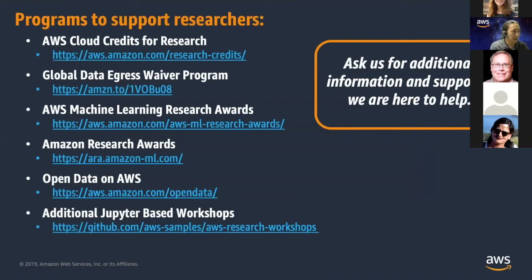And we're going to end with some links to this kind of stuff. So some other programs here. We have AWS Cloud Credits for Research. If you have a research project that you think you might use AWS on, you can reach out to us through this process and apply for credits, and we can give you credits to offset some or all of the AWS spend of your project. There's the Global Data Egress Waiver, which is less critical, but AWS generally charges for egress for data that leaves AWS. Under this program, we waive most of those charges. If you do machine learning specifically, there are research awards just for machine learning. And there's open data, and then there are some additional notebooks.